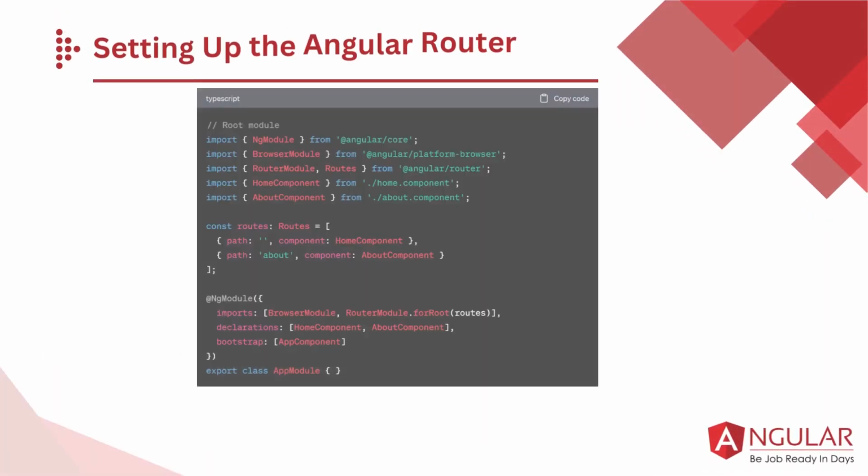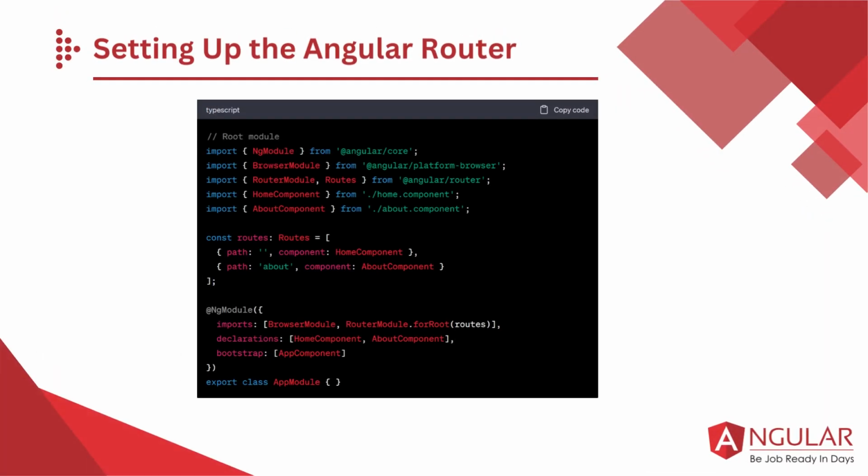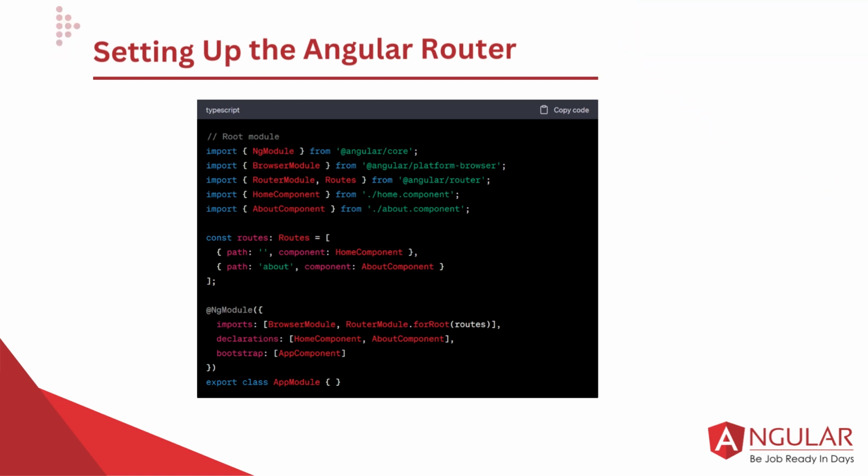1. Setting up the Angular router. To get started with client-side routing in Angular, we first need to set up the Angular router. The Angular router is a module that manages the navigation between different views based on the URL. We'll need to import the router module and define our routes in the route module or in separate feature modules.